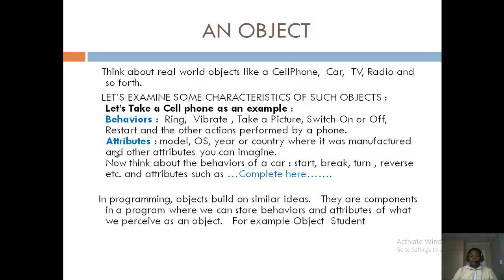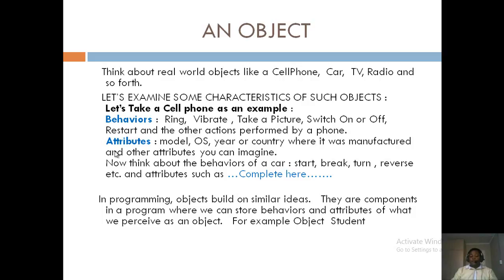Now, in programming, objects build on similar ideas. The same ideas that we just looked at about a cell phone or a car are applicable to programming. So in programming, we also have what is known as an object, which is basically a component where we can store the behaviors and the attributes of what we perceive or what we want to create as an object.